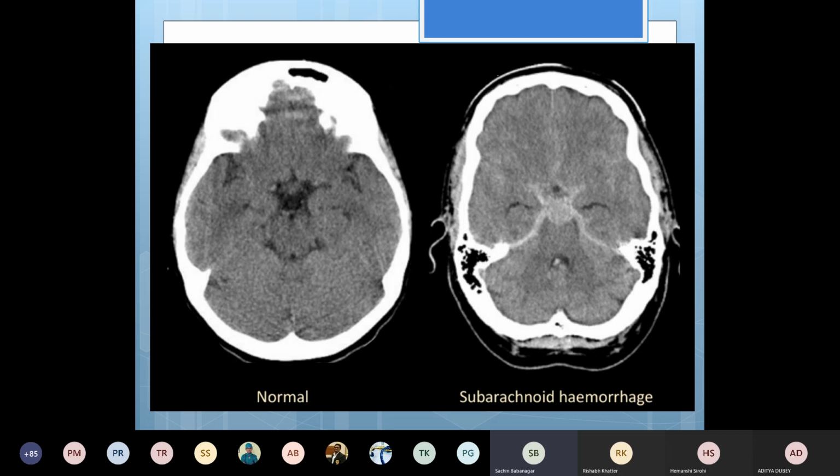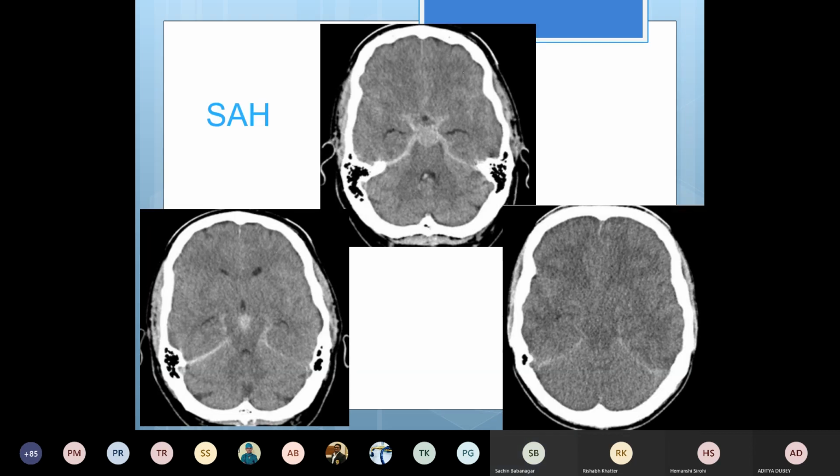As you see here, you can see bright high density. So this is basically acute blood. So acute subarachnoid hemorrhage you can see in the basal cisterns. SAH here, see, this is which one? Tentorium cerebelli. So along that, you are seeing the blood pooling. So that is also acute SAH.